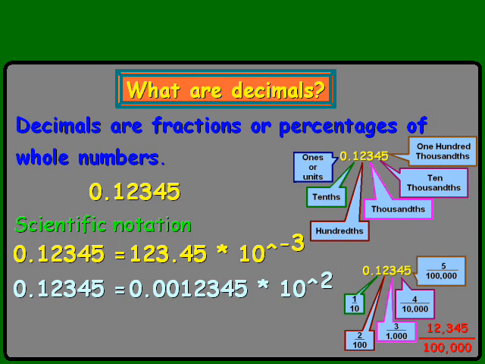And one other note before we wrap up here: decimals can also be expressed in percentages. So the 0.12345 can be expressed as 12.345% or 12.3%, depending on how far you want to go with the decimal places on that. And that essentially wraps up our brief overview of what decimals are.